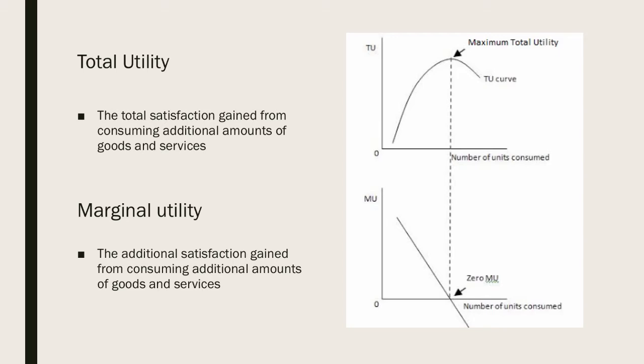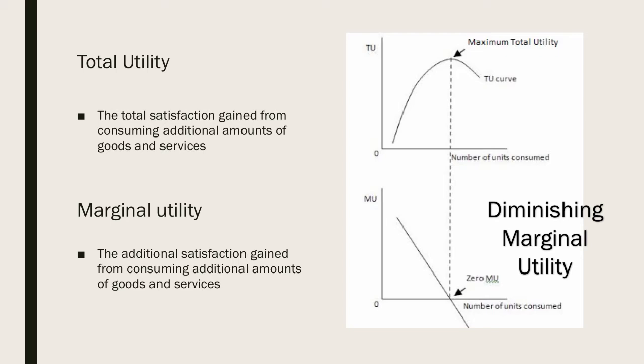Now, total utility is going to represent the maximum amount of everything, while marginal utility is going to represent the additional amount of satisfaction per one unit consumed. So for marginal utility, you'll notice that it's going to be a downward sloping curve and actually cross the x-axis. What we're representing here is the concept of diminishing marginal utility.